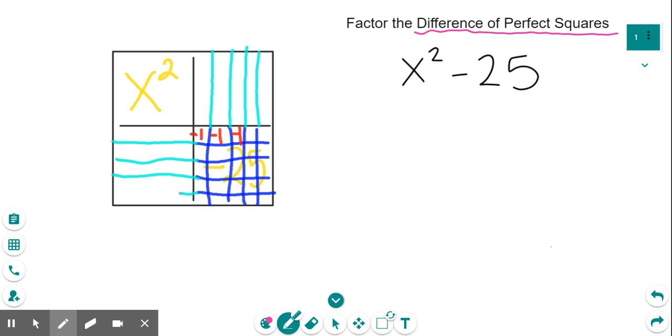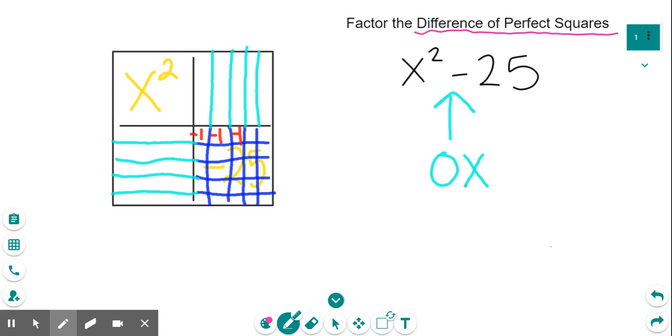Now here's what you need to remember. There is nothing between these two numbers. That middle term with the x on it is actually a 0x. There is nothing there in the middle. So what we need to fill in here is a set of positive x's and a set of negative x's.